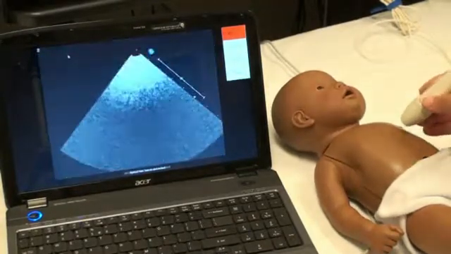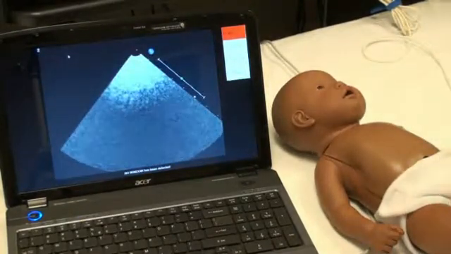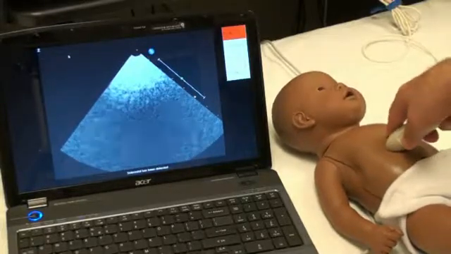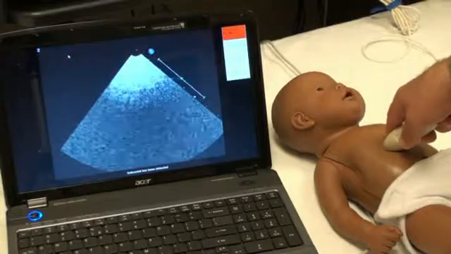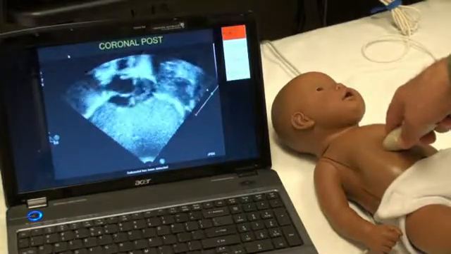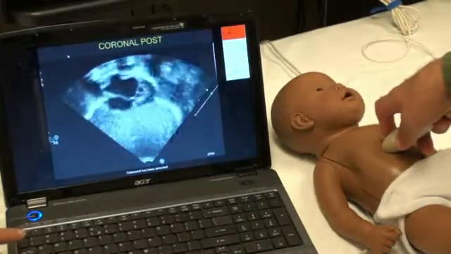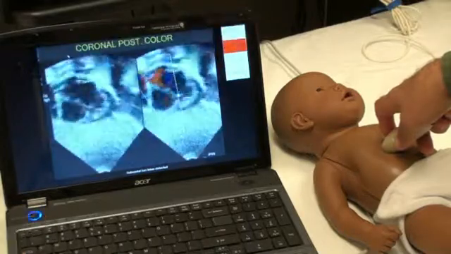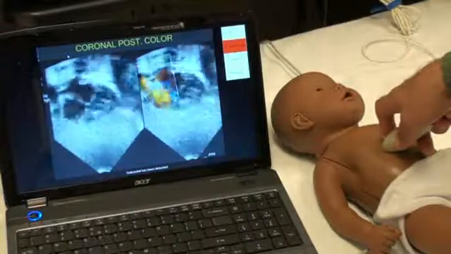Next window, moving to the subcostal area, the marker to the left, and coronal view posterior, atrial septum and color flow. Shows the pulmonary venous drainage to the left atrium.